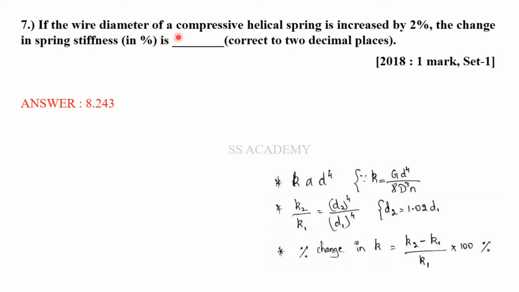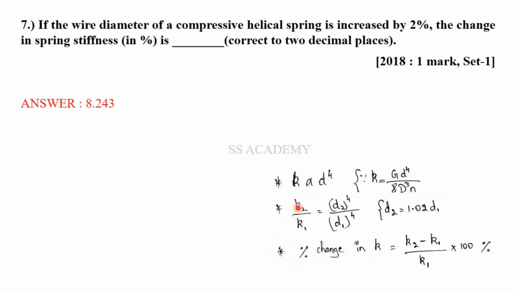If the wire diameter of a compressive helical spring is increased by 2%, the change in spring stiffness in percentage is correct to 2 decimal places. Here we must know the relation between the wire diameter and spring stiffness. They have asked the change in percentage. It is a 2018 set 1 mark question. We know that K, that is spring stiffness, is equal to G d power 4 by 8 D cube N. Here small d is the wire diameter. So K is directly proportional to d power 4, which is wire diameter power 4.